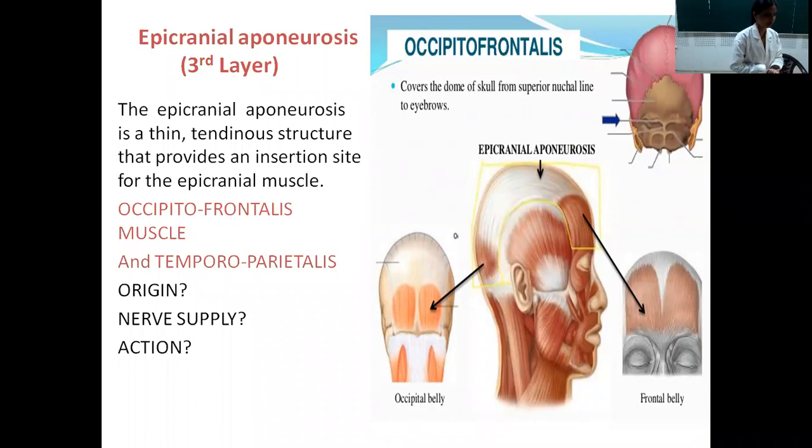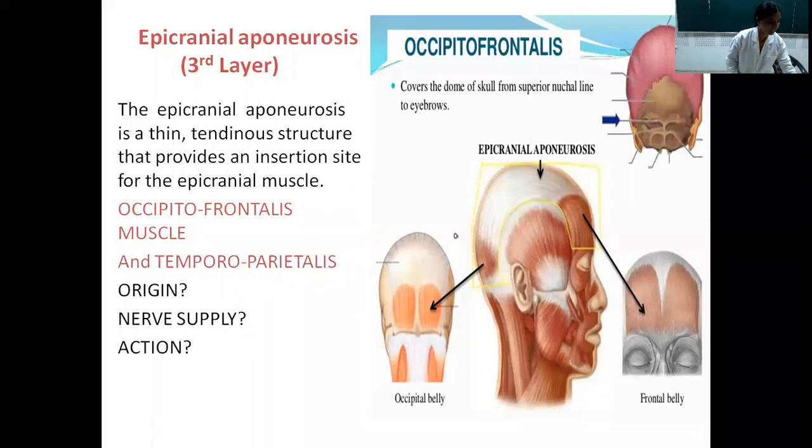See what is the origin of this muscle. The occipitofrontalis has two bellies, frontal belly and occipital belly. The frontal belly you can see in the PPT, the third diagram. Keep it in your mind: the frontal belly has no bony origin. It takes origin from just the dermis of the skin over the eyebrows. Then after taking origin, it extends upwards and backwards and is inserted with the tendon.